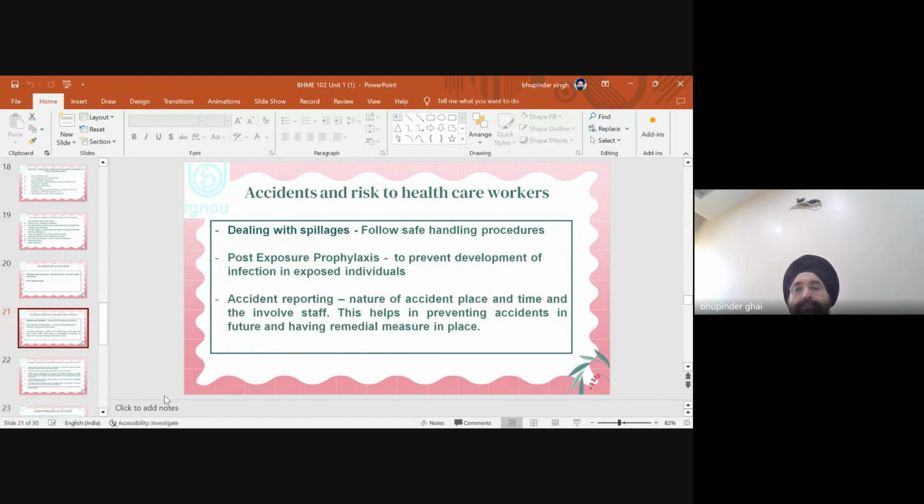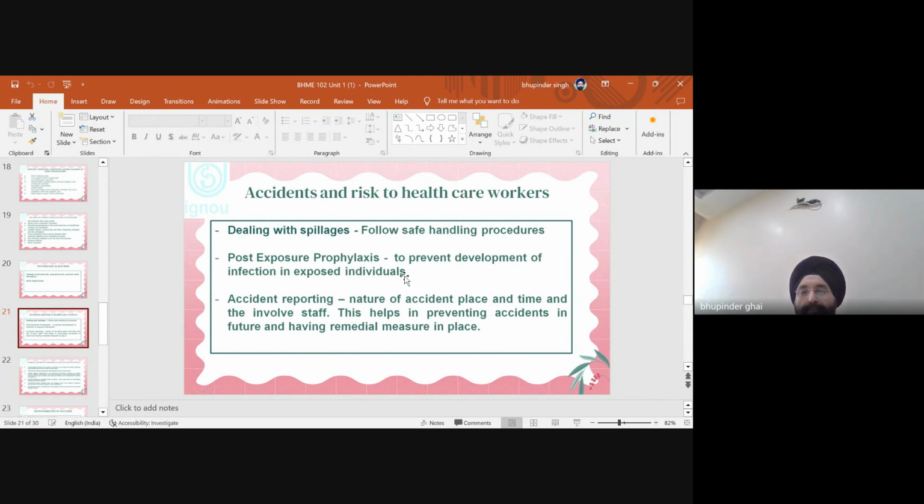Now, accident and risk to healthcare worker. How does accident and risk to the healthcare worker occur when dealing with spillage? When there is spillage of any body fluid, blood, chemical or mercury, it will produce health risk to the healthcare worker. So any spillage should be handled properly and safe procedures should be followed to take care of any spillage.